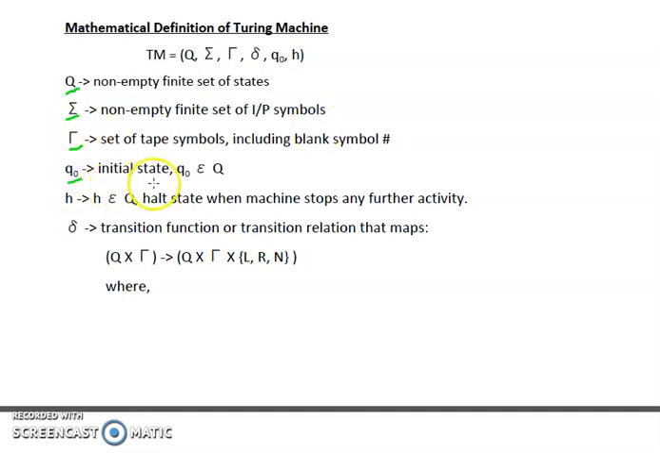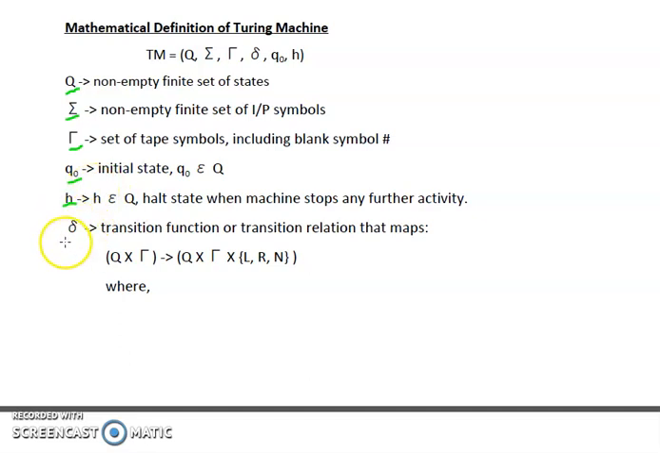Now, the next tuple is our Q0. Q0 is our initial state and it belongs to the set of states that is represented by a capital Q. Now, H belongs to capital Q. That means it is also a state, but it is a special kind of state known as a halt state. So whenever our machine stops any further activity, then we are in the halt state. So whenever a Turing machine halts or stops from further activity, that state is known as a halt state and is represented using a small h.